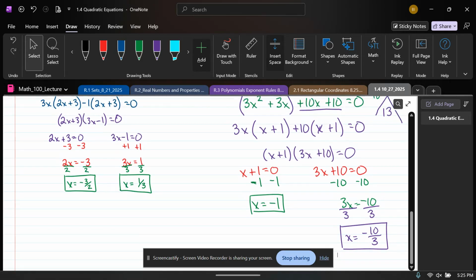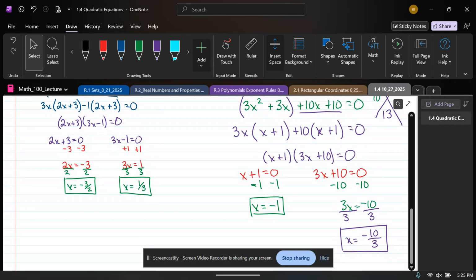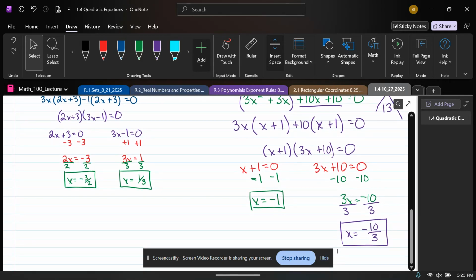They don't get too out of hand as far as the big numbers or anything like that with this stuff. It's going to be doable numbers. That's when it says solve by factoring.